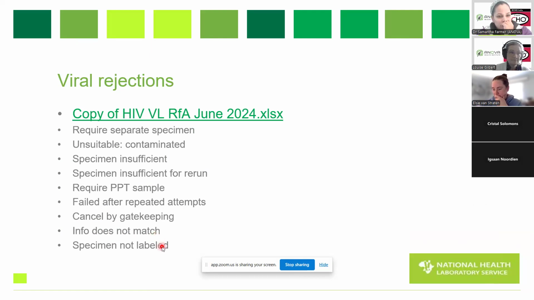Specimens that are not labeled, you just haven't stuck anything on the specimen. We're not going to do it. We're going to reject it. Required PPT sample, you've given us something else. It's insufficient for a rerun. You see, the problem is here. We did the sample. We're concerned about the result. We wanted to rerun it. We couldn't. That's the problem with information that doesn't match.